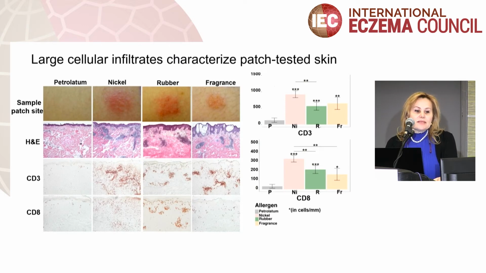We first found that these responses were characterized by very large cellular infiltrates, particularly T cells, but not only T cells, also dendritic cells of different flavors. And here you see that all of them have really major cellular infiltrates of T cells, nickel more than the others, but all of the allergens had large cellular infiltrates.